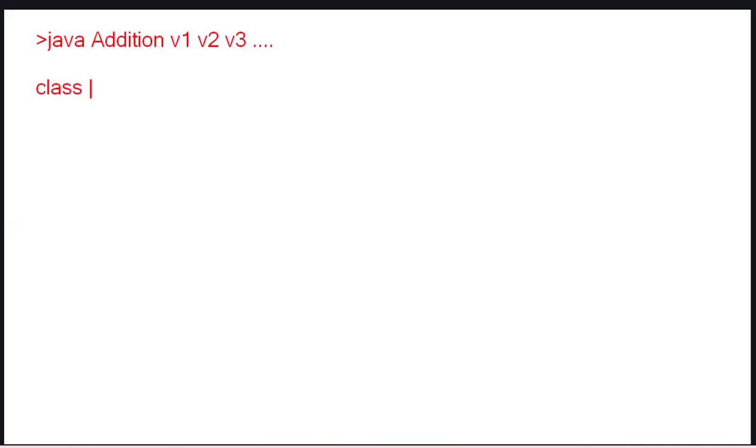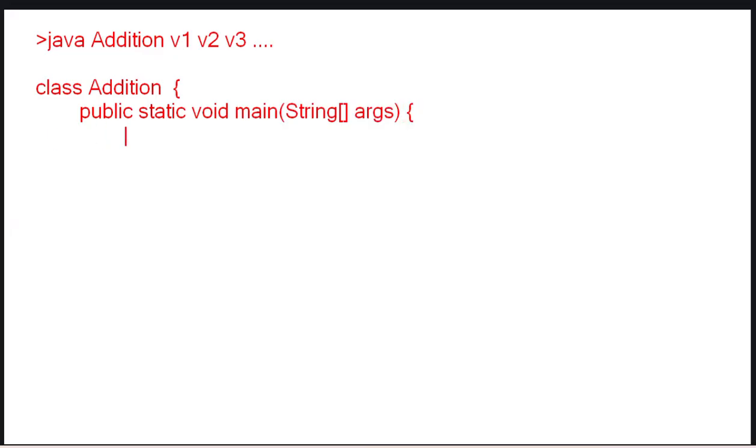So in the class Addition, I have to read the values as an argument to the main method: public static void main of String array args. Now this args variable has an array object reference pointing to the array object. Now, how to read values? By using args of 0, args of 1 and args of 2, like this you should read.